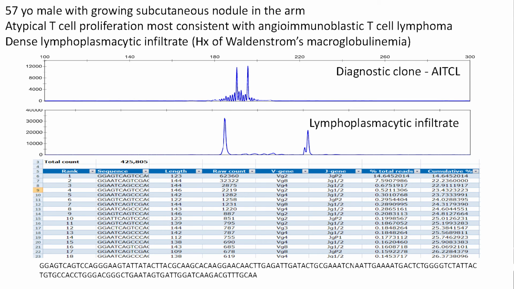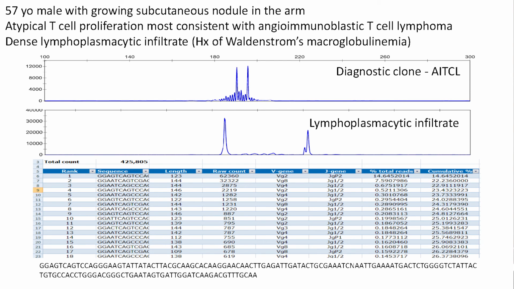This is a 50-year-old male with a growing subcutaneous nodule in the arm that was an angioimmunoblastic T-cell lymphoma. This patient also had Waldenstrom's macroglobulinemia, so it had an infiltrate of the plasma cells that were neoplastic around the angioimmunoblastic T-cell lymphoma. So with an NGS assay like this one, you can actually track both of them at the same time with the same assay.